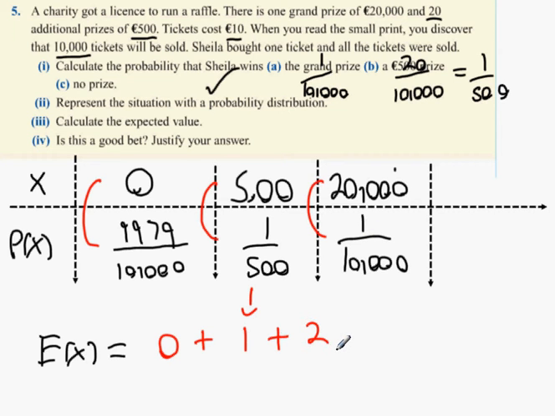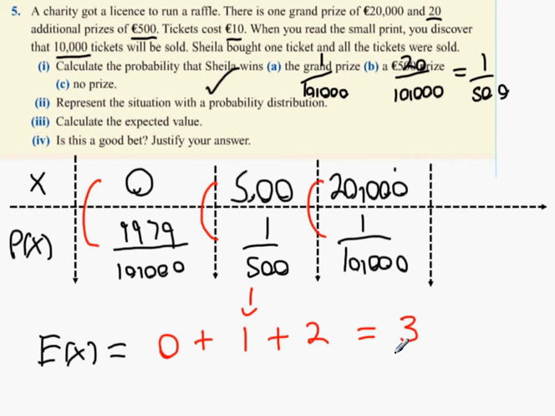2. 20,000 multiplied by 1 over 10,000. Put it in the calculator, you'll find out it's 2. So your average is meant to be 3. The average ticket will get you €3. Okay? Now every ticket won't get you €3. It's just that 21 tickets will get a very large amount of money, while the rest of us get nothing.